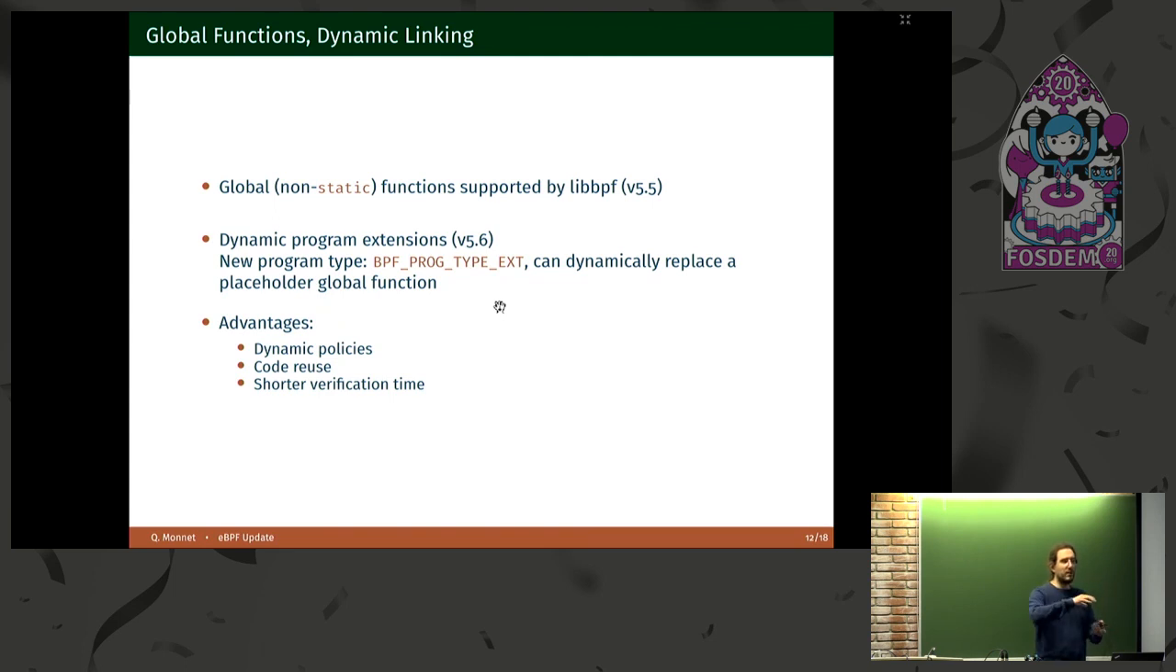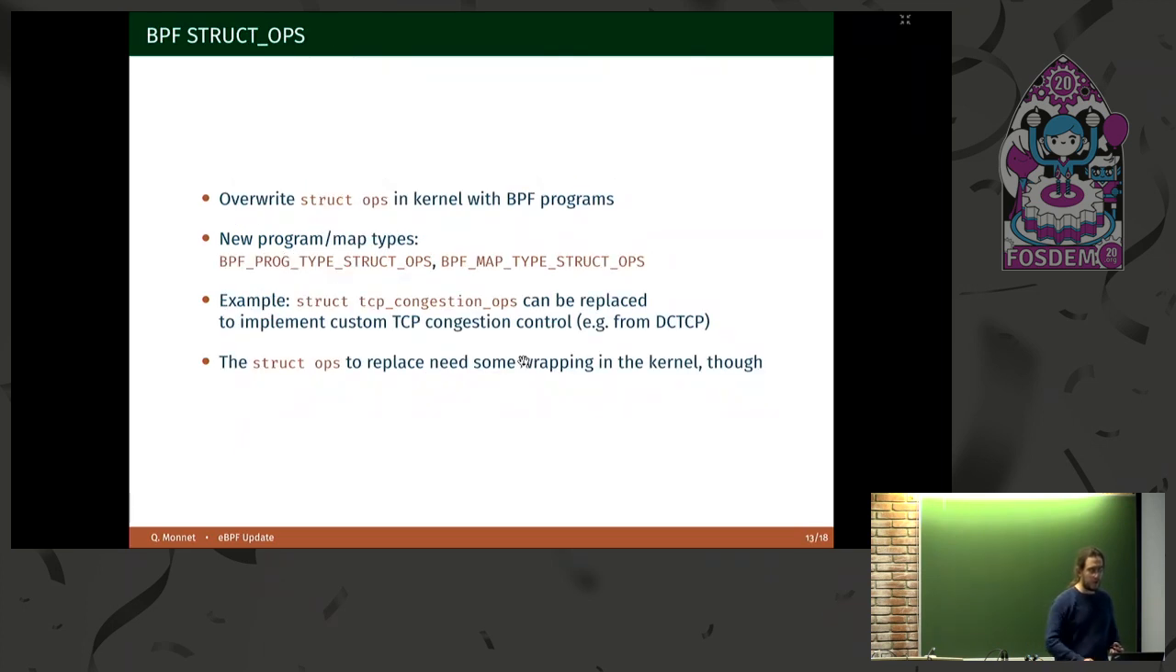So you're starting to get something that can be really modular. And you could imagine building a BPF library that can be injected as a set of small programs and called from a main program. So that allows for dynamic policies. I want to change the processing of that packet depending on what its metadata are. That can help for code reuse. I don't want to use the same snippet in all my programs. I can just call it as an extension. Since I have less code duplication, I get a shorter verification time too, because I just need to inject those extensions once.